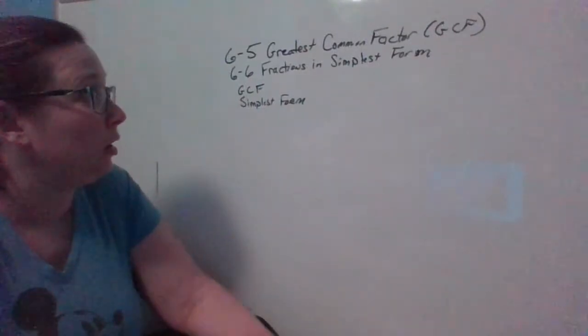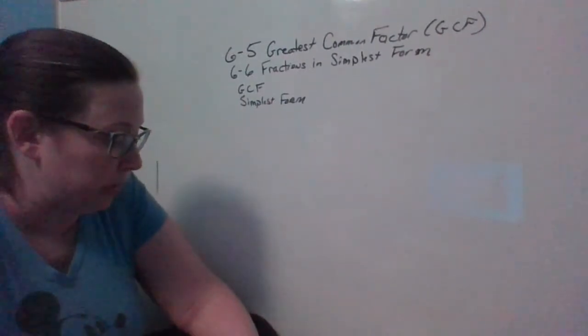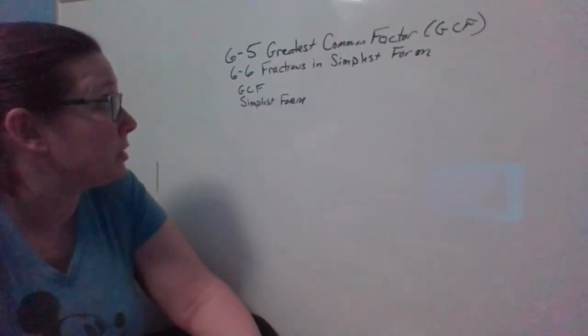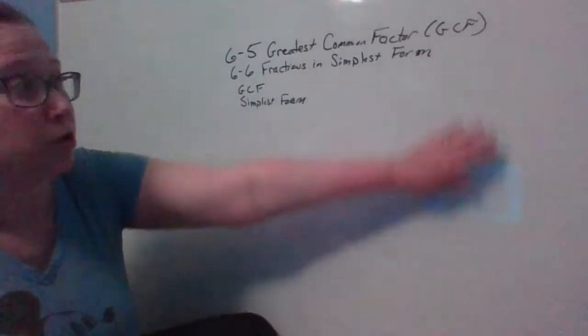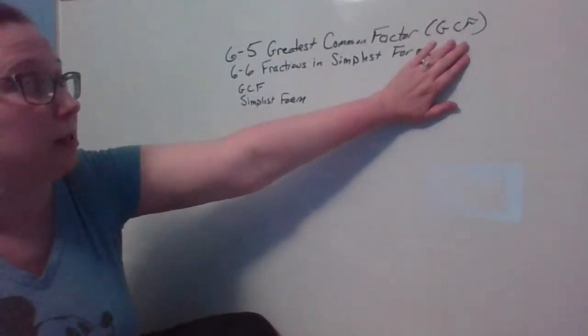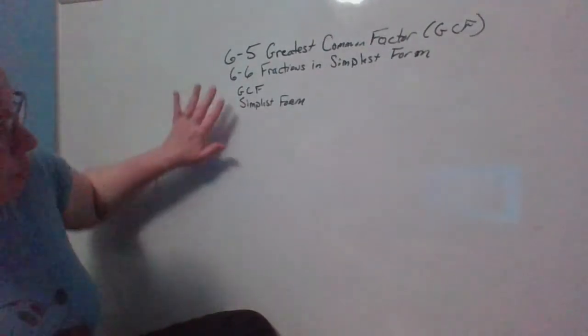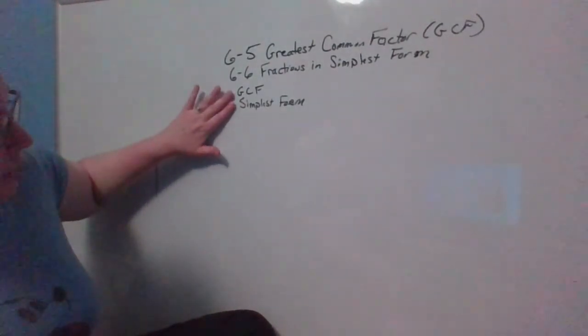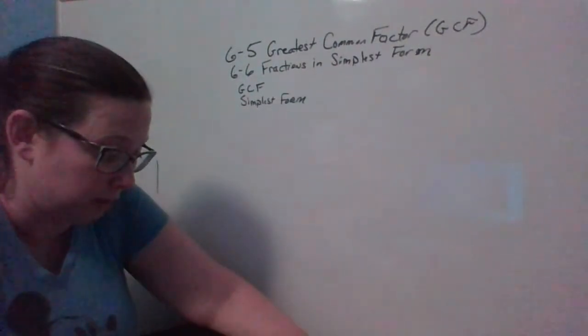Grade. We are here today with two lessons. We have 6.5 and 6.6. 6.5 focuses on the greatest common factor, which you typically hear called GCF. 6.6 talks about fractions in simplest form. There are only two vocab words that I want you to do, which are greatest common factor and simplest form, if you want to do those and then come back.